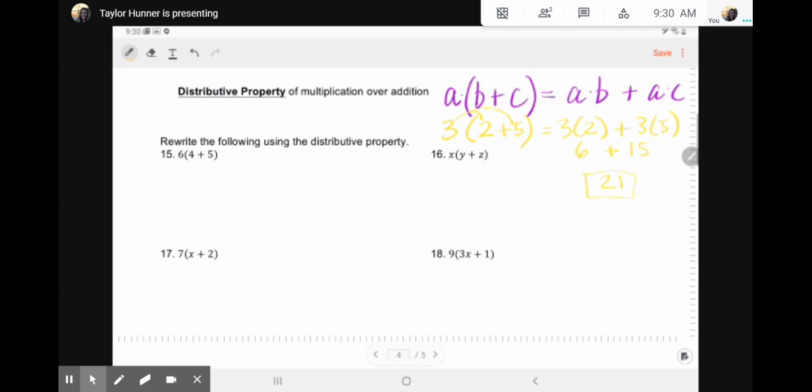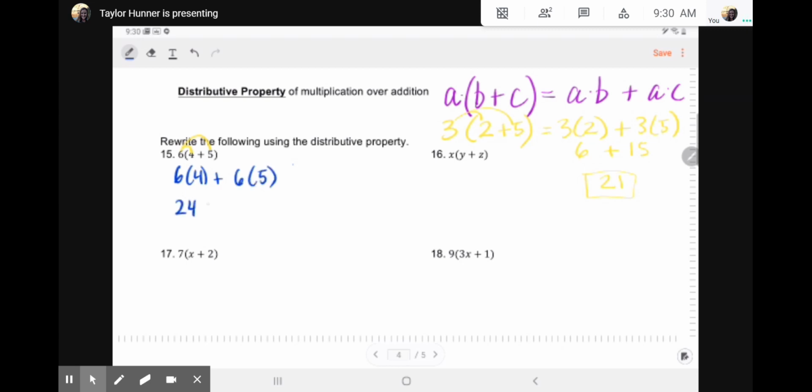Okay, so this is called the distributive property when we have a number outside the parentheses with a group of something and we're distributing inside. Number 15 through 18 says rewrite the following using the distributive property. So I still to this day make these little rainbow things to help remind myself that I am going to multiply 6 times 4 and then also multiply 6 times 5.